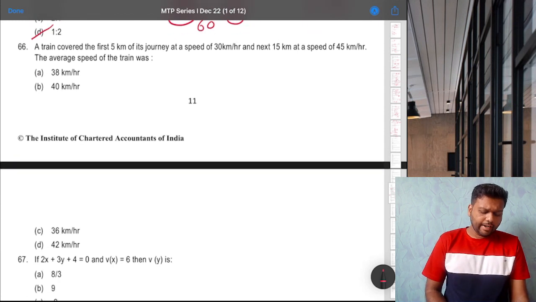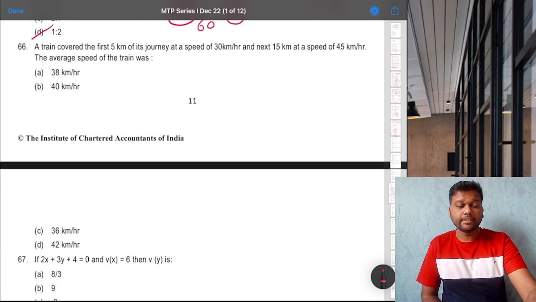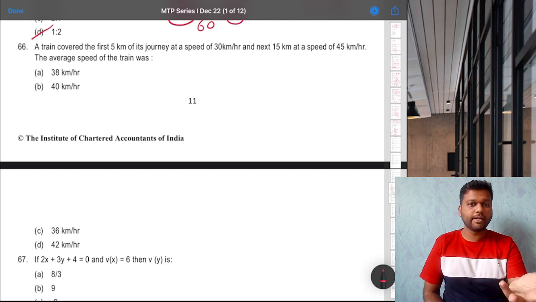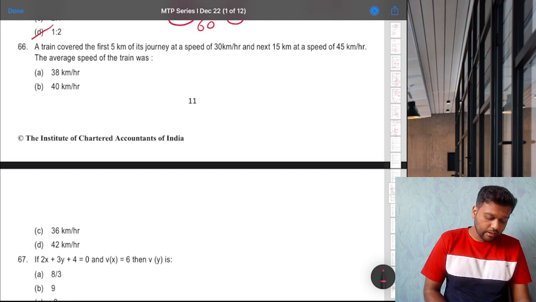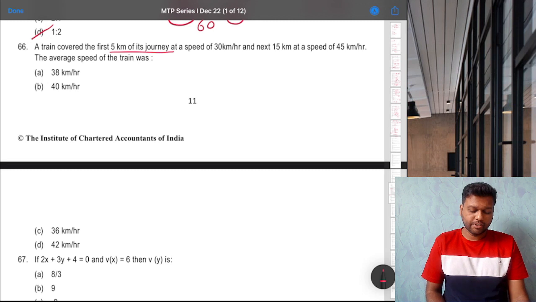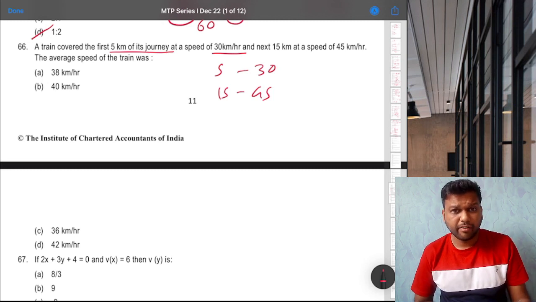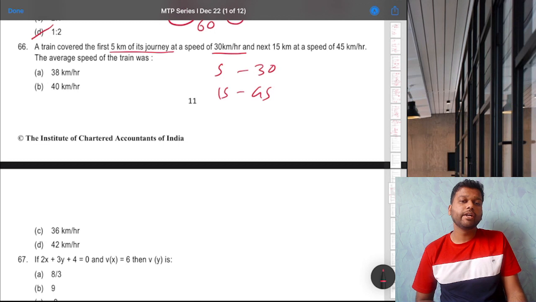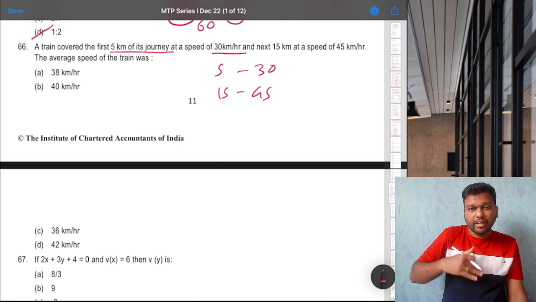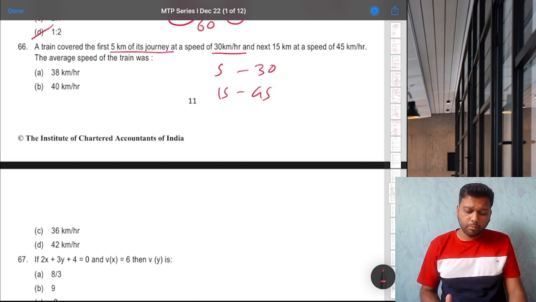66. A train, I have uploaded a separate video for the tricks and shortcuts. Okay, so go through that, you'll find them on the channel. A train covered the first 5 kilometers of its journey at a speed of 30 kilometers per hour, and next 15 kilometers at a speed of 45 kilometers per hour. Then what is the average speed? For average speed we'll have to take harmonic mean, or what you can do is find total distance and total time and divide, or we can just find harmonic mean.